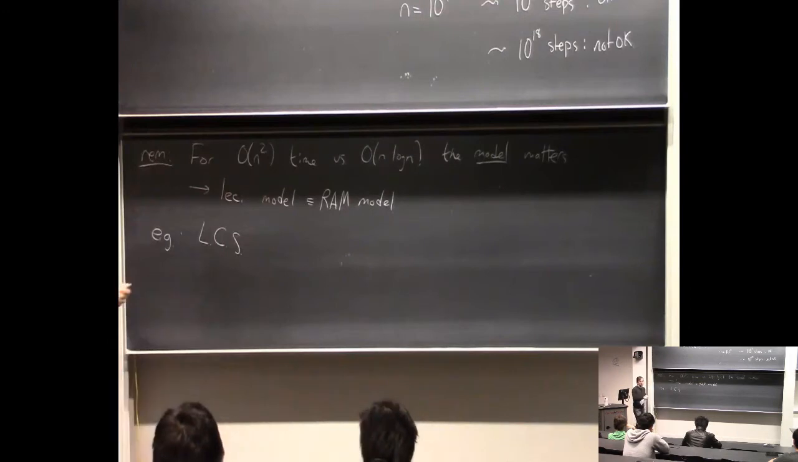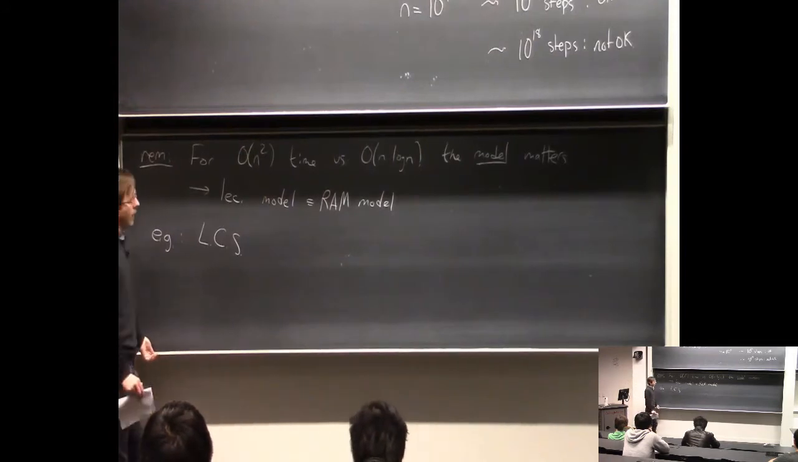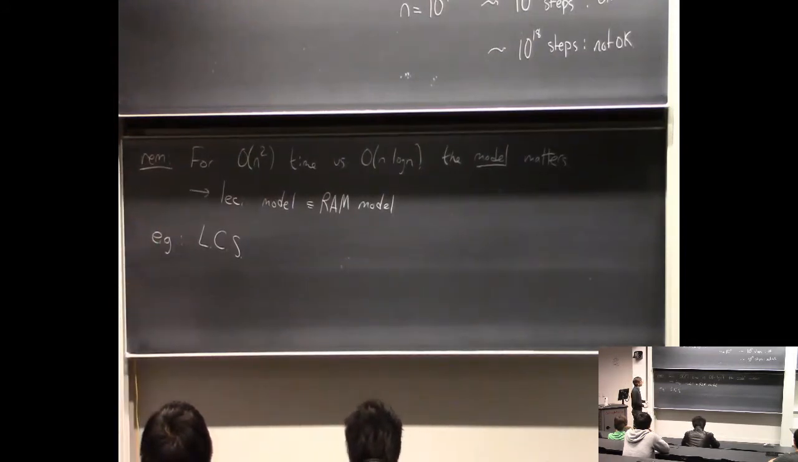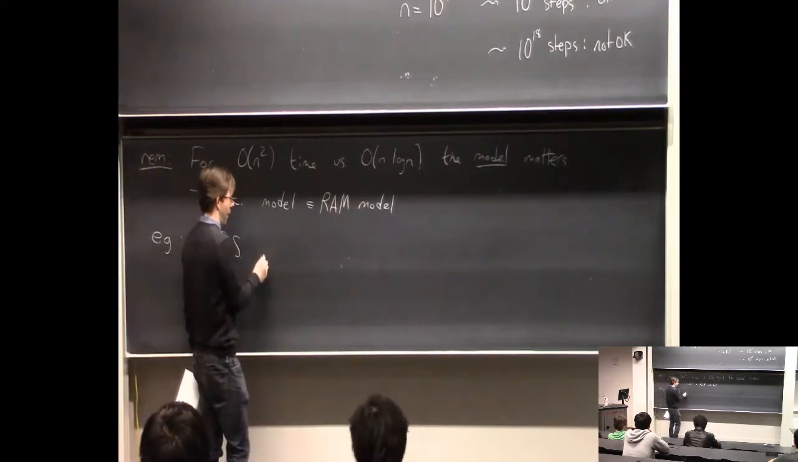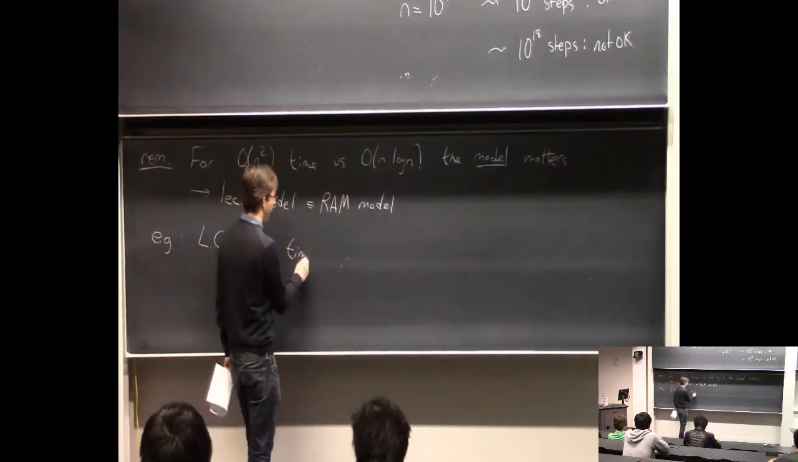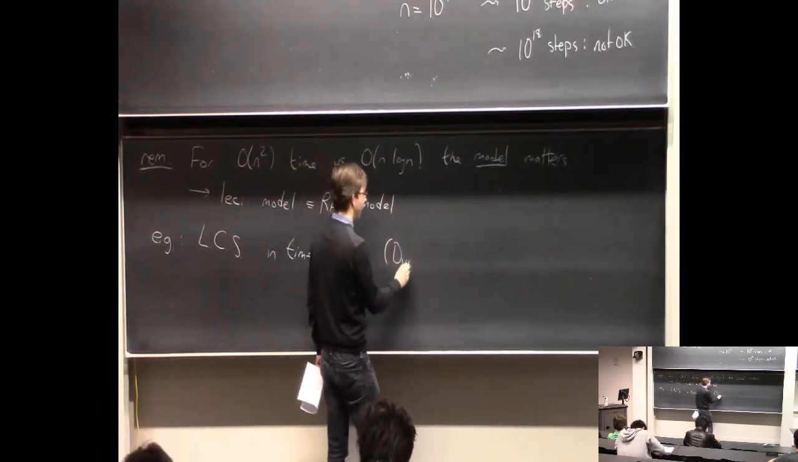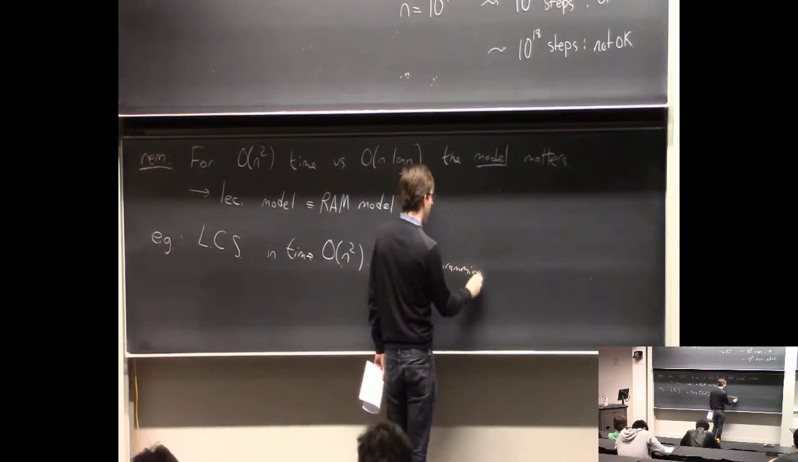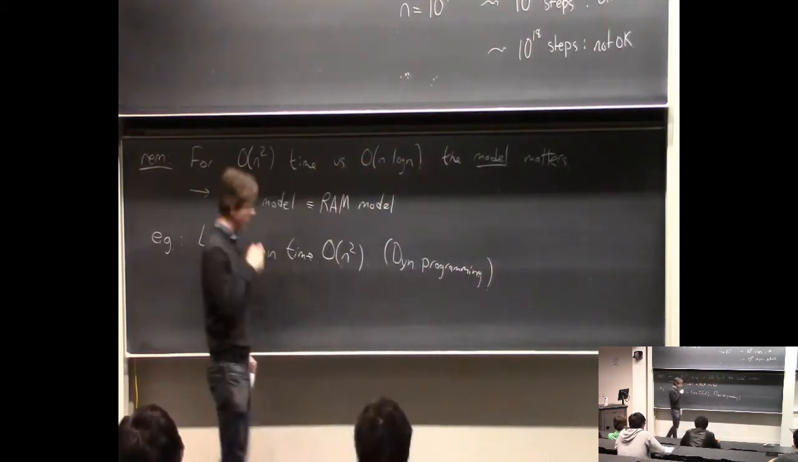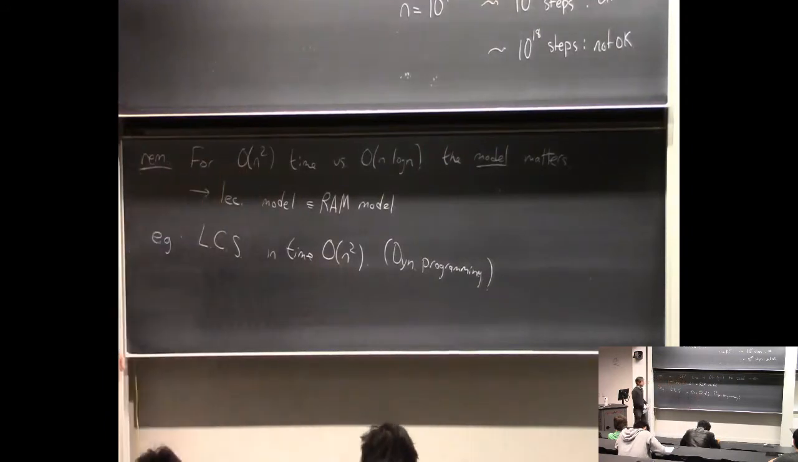Where you're given two strings, you want to find the longest string that appears in both of them, not necessarily consecutively, but in the correct order. And this is an important problem for text processing and computational biology and so forth. And we saw that it could be solved in time n squared using a very basic algorithmic tool, dynamic programming. And that's basically the fastest known algorithm. I think maybe they can get n squared over some logarithmic factors, but it's basically the fastest known.